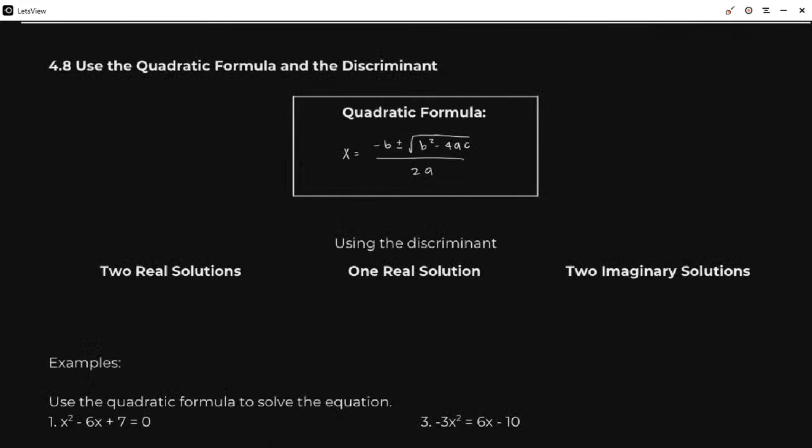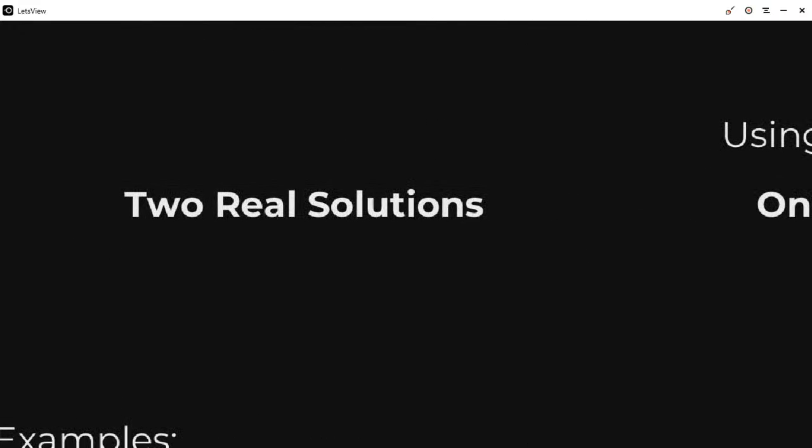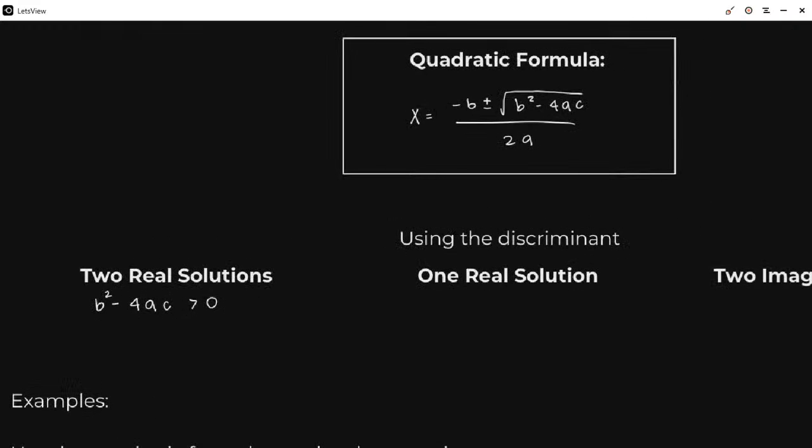Okay, the next part is using the discriminant to determine the number of real or imaginary solutions. So the discriminant is the part inside the square root. So it would be b squared minus 4ac. So if this is greater than 0, then we're going to have 2 real solutions because the number inside the square root will be a positive number.